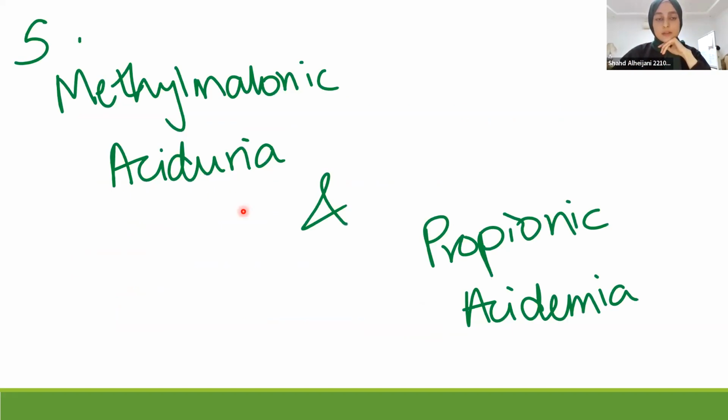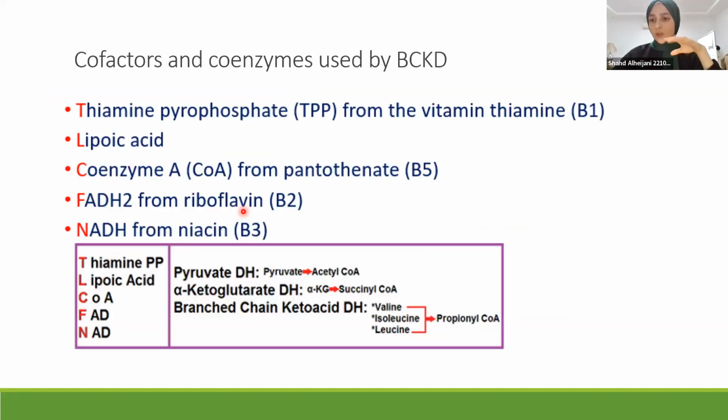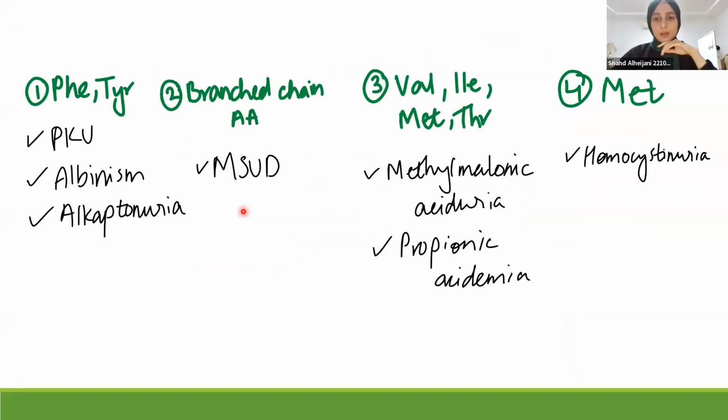Okay, so we covered maple syrup urine disease. We finished the branched chain amino acids pathway. Now we're going to move to the valine, isoleucine, methionine, and threonine pathway, and for that, we'll be discussing. Yes, questions? Okay. Can maple syrup urine disease cause seizures?